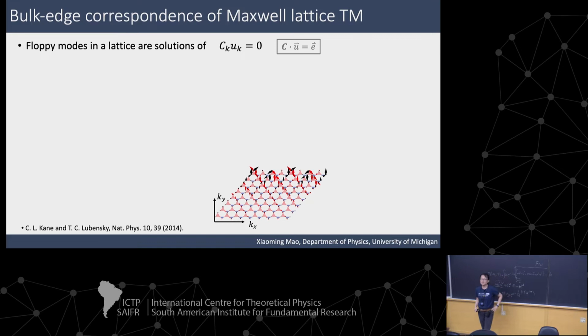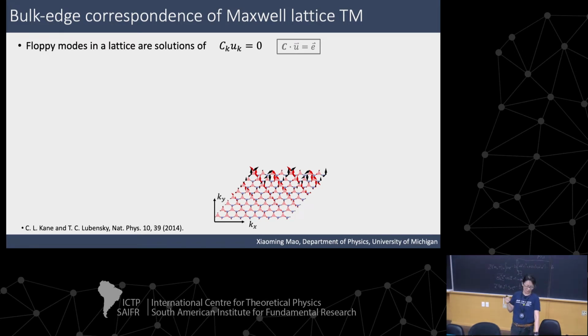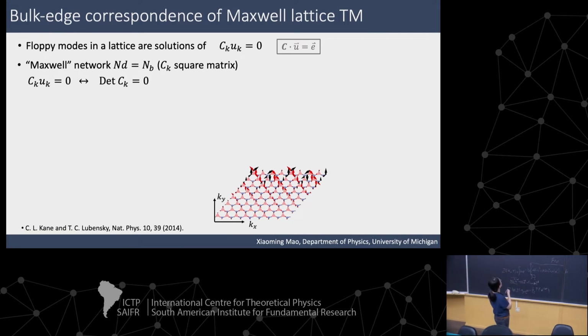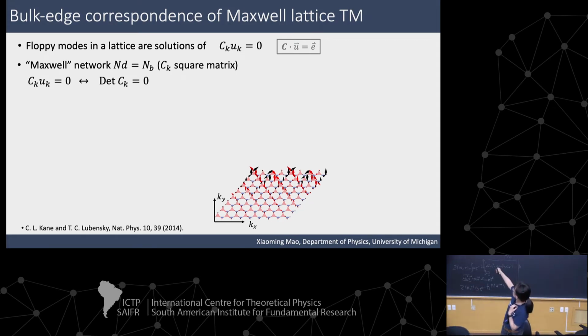Firstly, remember that the zero modes are solutions of this equation, right? And then for a periodic lattice, you can write this equation in momentum space like this, okay? And then you realize that if we have a Maxwell lattice, this matrix is a square matrix, right? So what is the condition for a square matrix to have a solution like this? You need to have the determinant vanish, right? And this is a square matrix as a function of k, right?